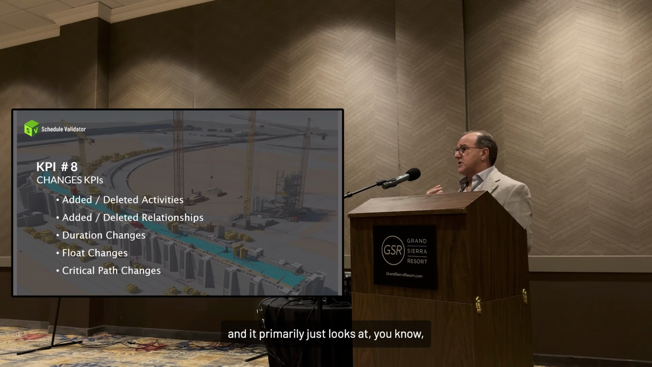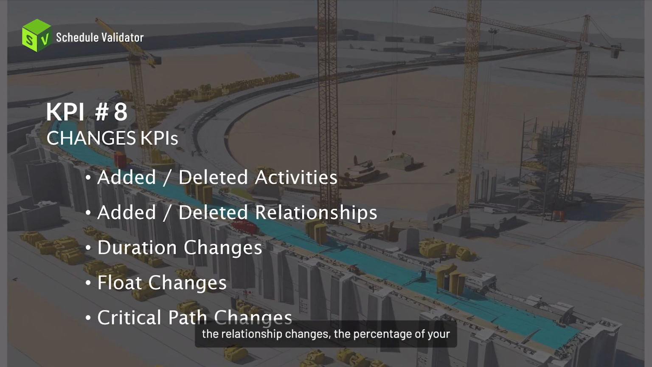And it primarily just looks at the relationship changes, the percentage of your relations, because that takes into consideration all of your added activities, deleted activities, things like that. If you have relationship changes, it reflects kind of all of that. So it's just a percentage score. It's nothing super scientific at all, but as soon as I upload that schedule, I see that number.